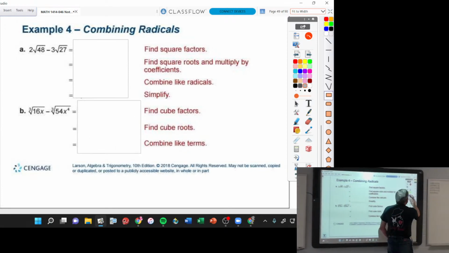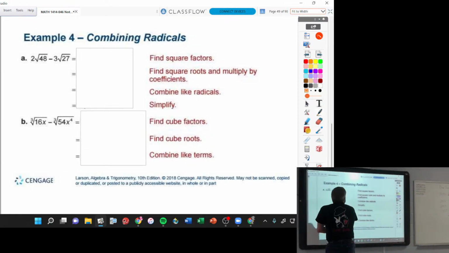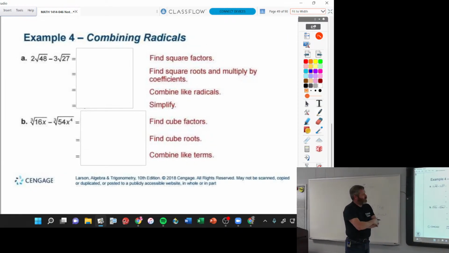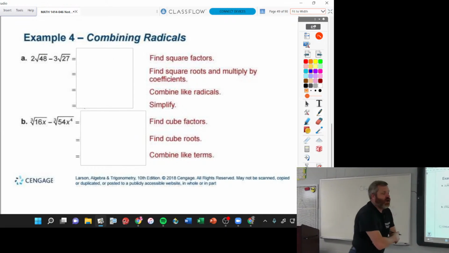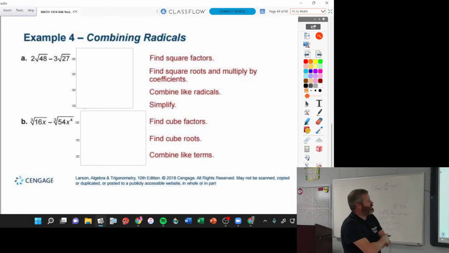Okay, I'll leave the words to the step there, but let's work through this. 2 times the square root of 48 minus 3 times the square root of 27. Well, the way that's written, I can't do anything with it because the square root of 48 and the square root of 27 are different, just like x and y are different. If I said, what's 2x minus 3y, the answer would be, well, it's just 2x minus 3y. You can't combine anything. However, looking at the square root of 48 and the square root of 27, I see that there are perfect squares that go into those.